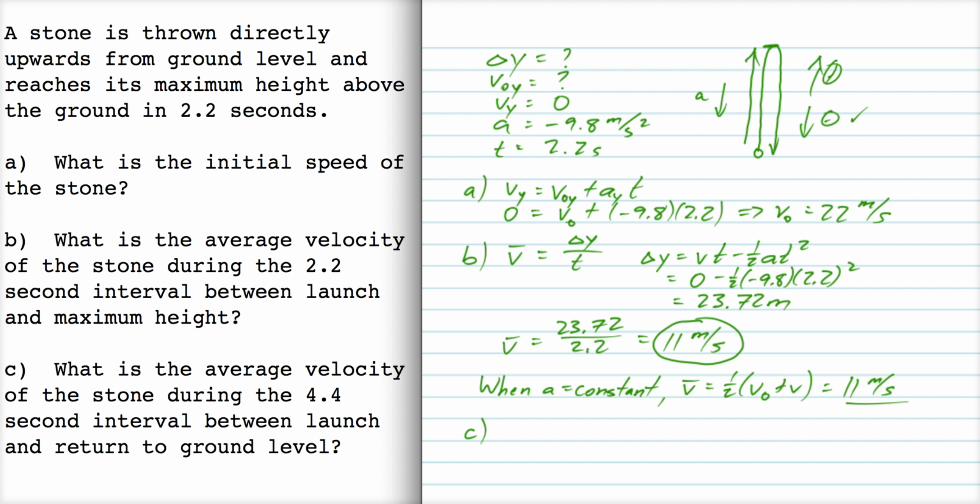Part C is asking for the average velocity of the stone during the 4.4 second interval between launch and return to ground level. Well, okay, so for the entire trip, if you start here and end here, then your y displacement is 0. And so the average velocity is 0 over 4.4, or 0. Okay, that's it.